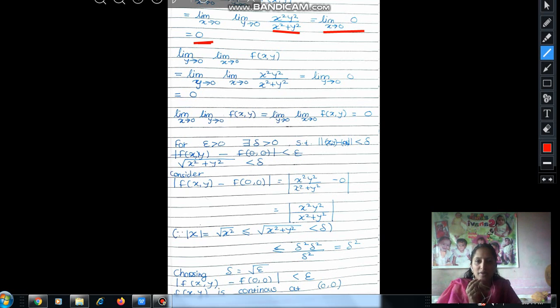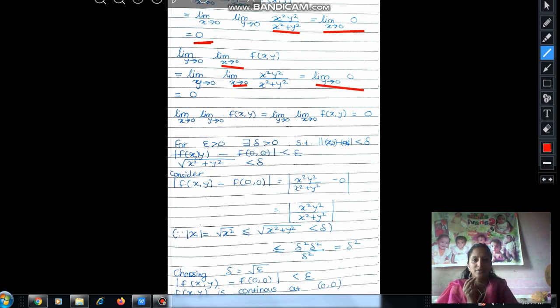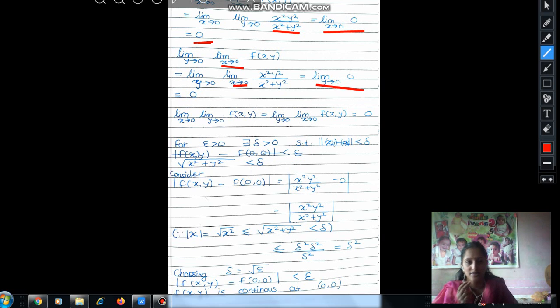Okay, now limit y tends to 0, limit x tends to 0, of f of xy. That is, first we calculate limit x tends to 0, then limit y tends to 0. Here, limit x tends to 0: putting x equal to 0 in this function, we get the value 0. Therefore, limit y tends to 0 of 0 is equal to 0. That is, whether we first calculate limit y tends to 0 and then limit x tends to 0, or first limit x tends to 0 and then limit y tends to 0, in both cases we get the same limit, which is 0. That is, the iterated limits of the function are the same.